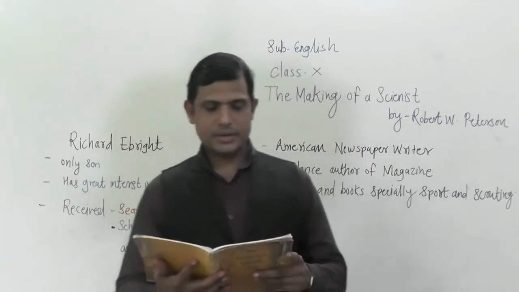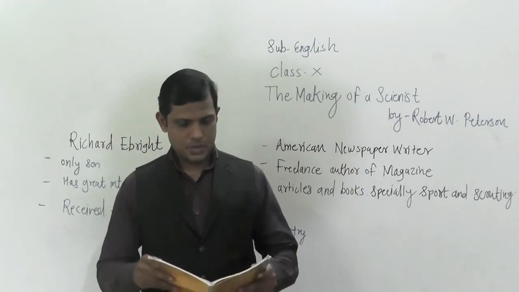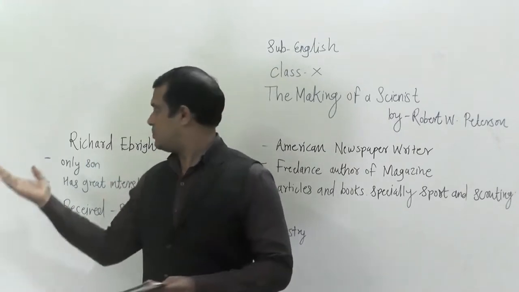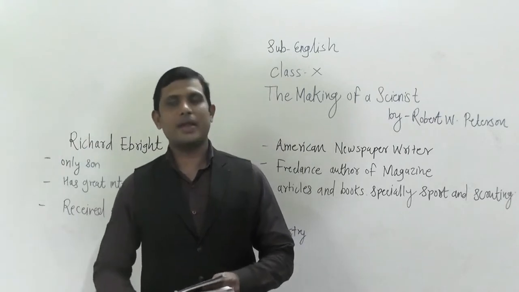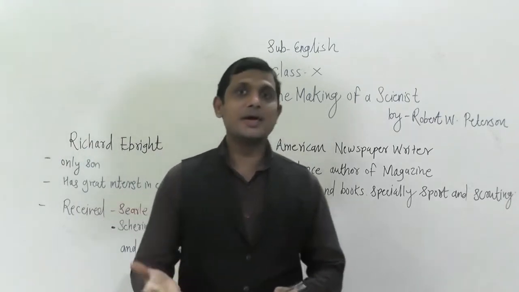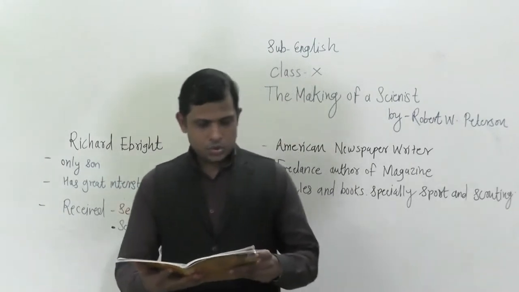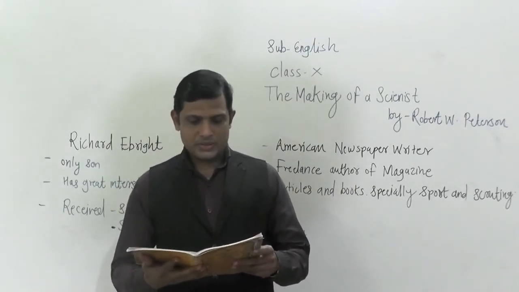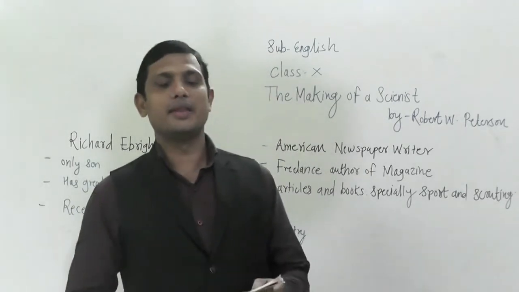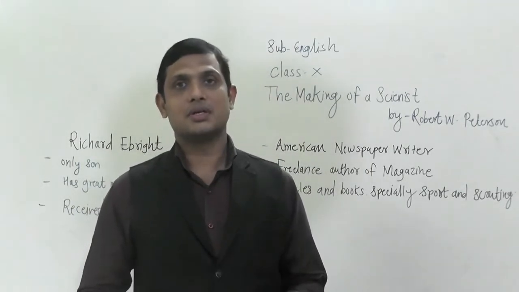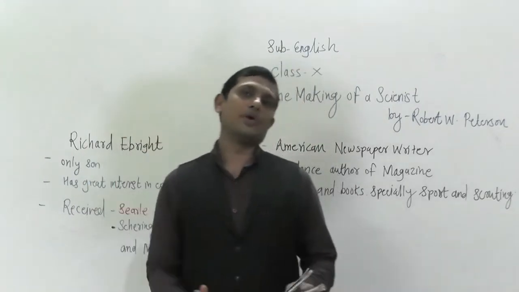So, "The Making of a Scientist" by Robert W. Richards. He has focused on Richard Ebright, how he became a scientist and how he proved his theory in the science department. At the age of 22, a former Scout of the Year started his scientific work with a new theory on how cells work. Which theory did he give on how cells work?